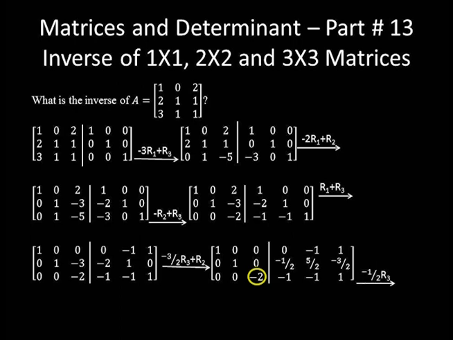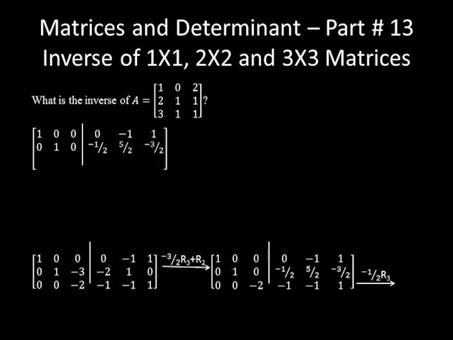As usual, let's copy row 1 and row 2 elements because we will not make any change on them. Negative 1 over 2 times 0 is 0. Negative 1 over 2 times 0 is again 0. Negative 1 over 2 times negative 2 is 1. Negative 1 over 2 times negative 1 is positive 1 over 2. Negative 1 over 2 times negative 1 is again positive 1 over 2. Negative 1 over 2 times 1 is negative 1 over 2.